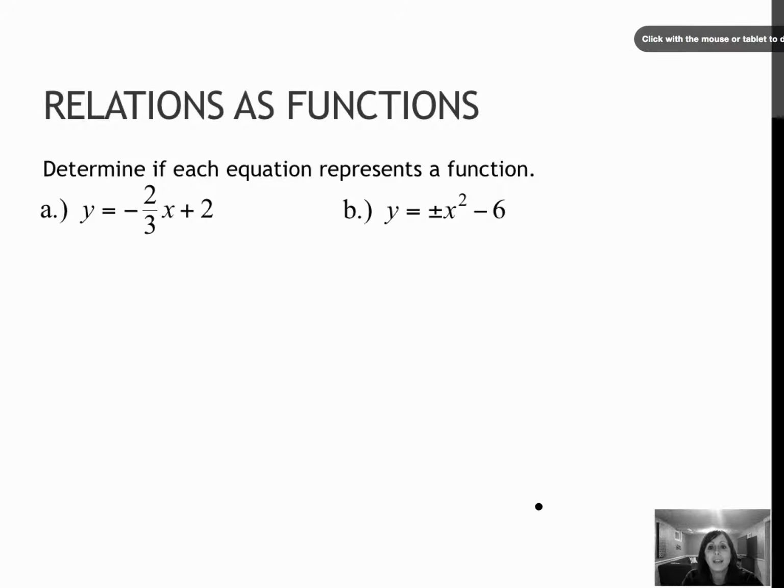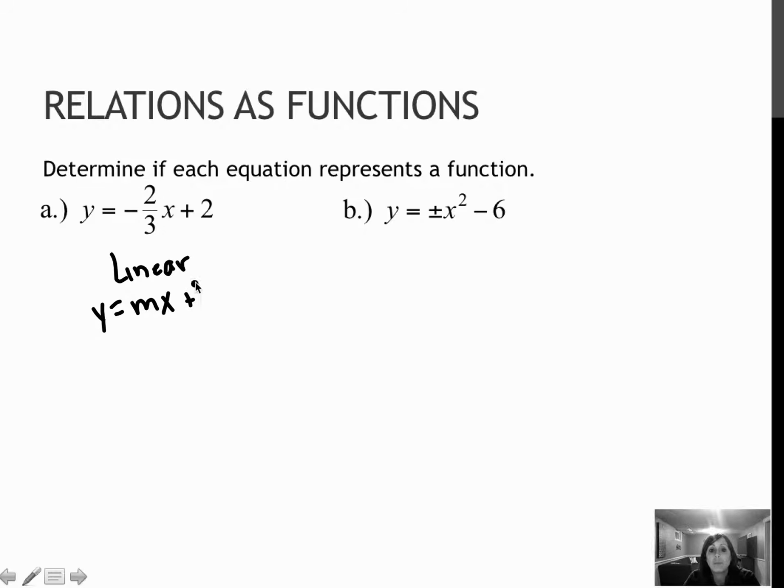So that was finding whether or not it was a function based on ordered pairs. Now we're going to determine if it represents a function based on the equation. Looking at this first one, this is a linear equation. How do I know it's linear? Because hopefully at this point you recognize that this is in slope-intercept form. And slope-intercept form is a nice straight line, which means every time I plug in x, only one y is going to come out. So this, yes, is a function because it's linear, and every x is only going to result in one y.